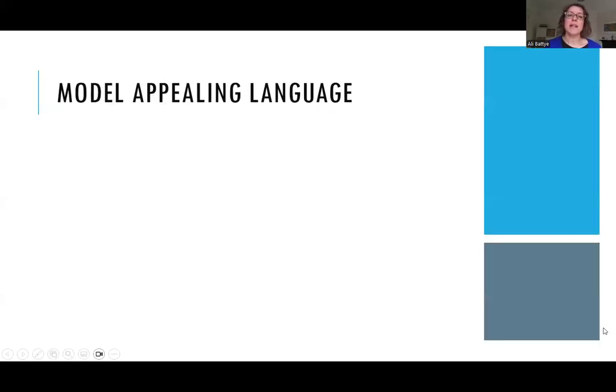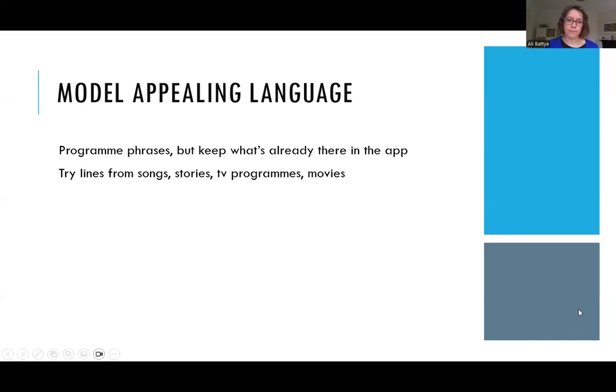So we want to model appealing language, and we can program into the AAC these phrases. We will want to keep what's already there in the app. So try not to delete words, particularly from the home screen or the folders that are already there, because this will grow with your child. And even though they're not using those folders at the moment, there will come a time when you do want to use those folders. So try not to remove anything, but you can add to what's already there.